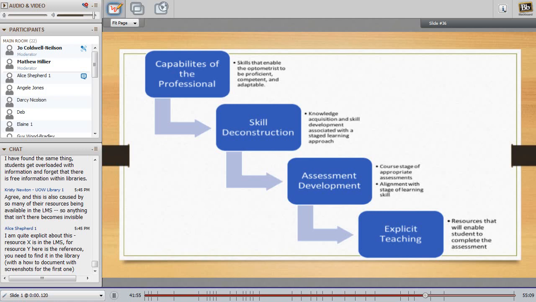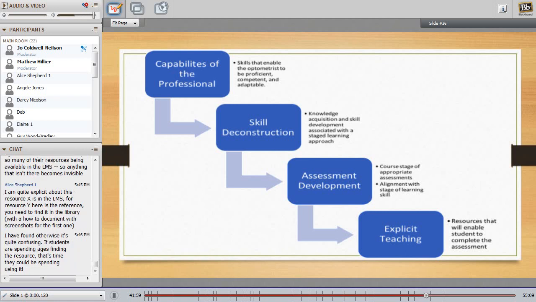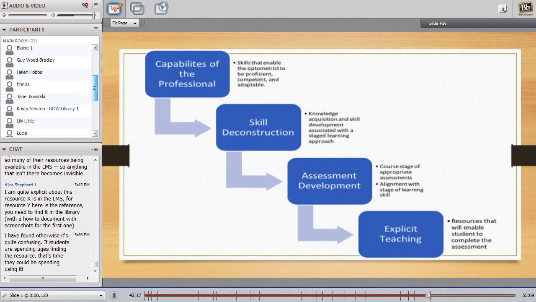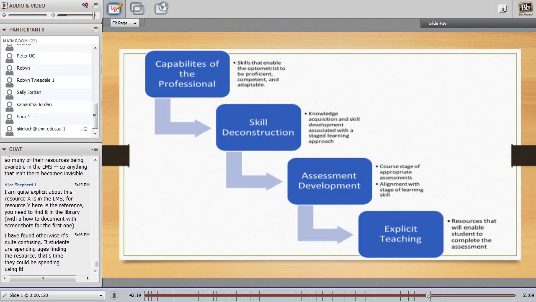So they started off by looking at what the capabilities of the professional was. They deconstructed the skill set, so they had a set of learning outcomes. They looked at the assessment against those skills, identified the gaps, and then addressed the gaps. So that's a little 4-stage process that they did to address the gaps in the digital literacy learning.